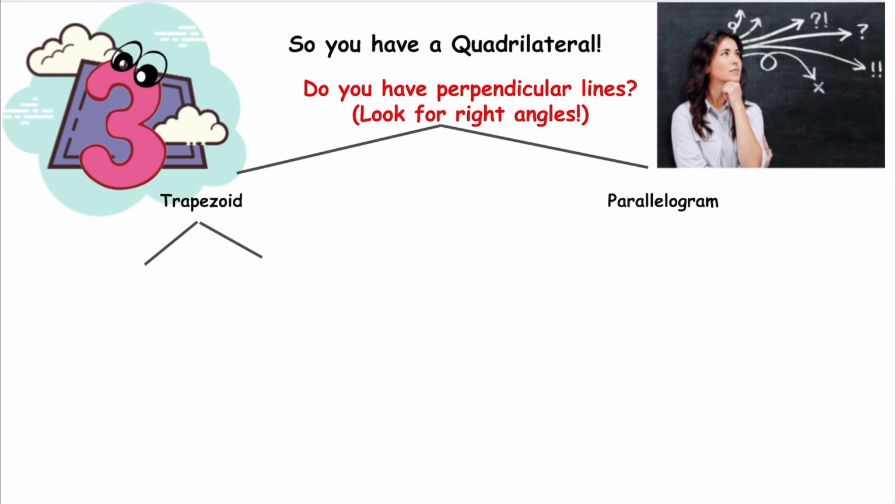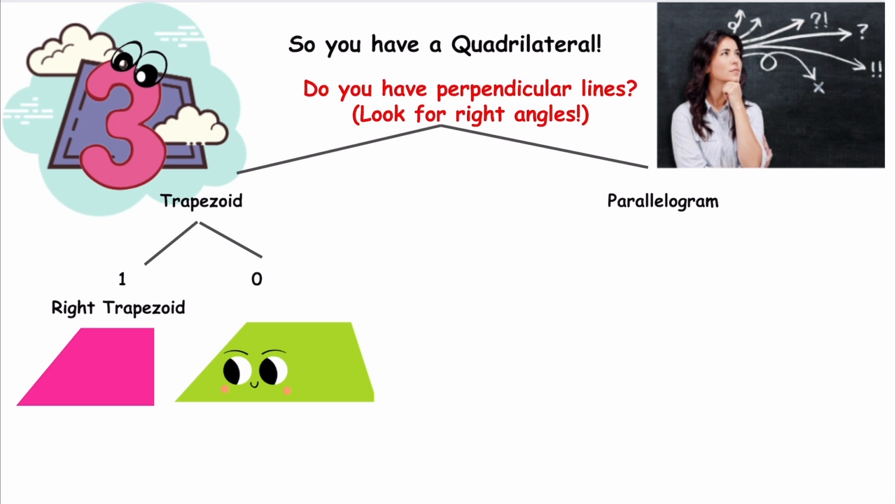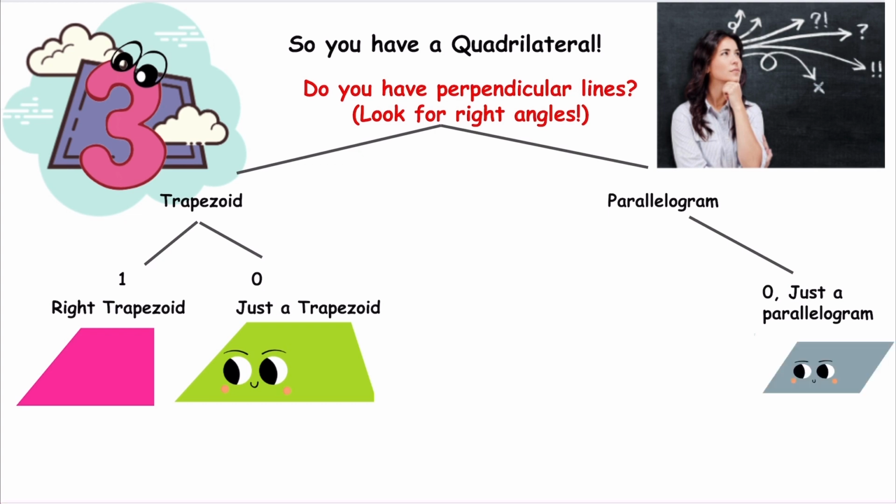Now, with trapezoids, you might have 1 parallel line, 1 set, or you'll have none. So if you see 1 set of parallel lines like this little guy, you can see it makes a nice right angle in that bottom right corner. We call this a right trapezoid because it has a right angle. Makes sense. Now, if it doesn't have any right angles, again, it's just a trapezoid. Let's look at parallelograms. If you have no perpendicular lines, well, you just got yourself a regular parallelogram.